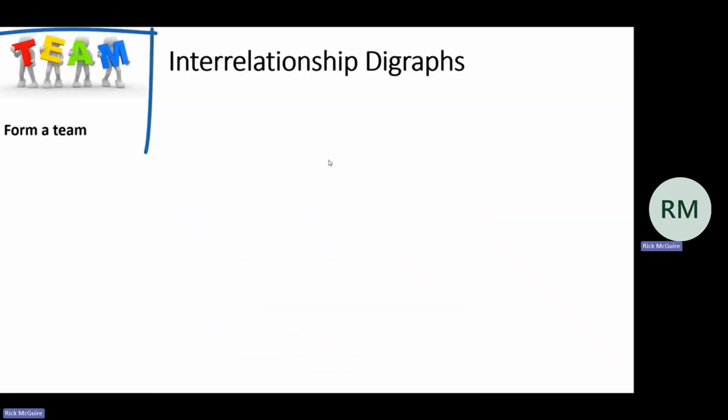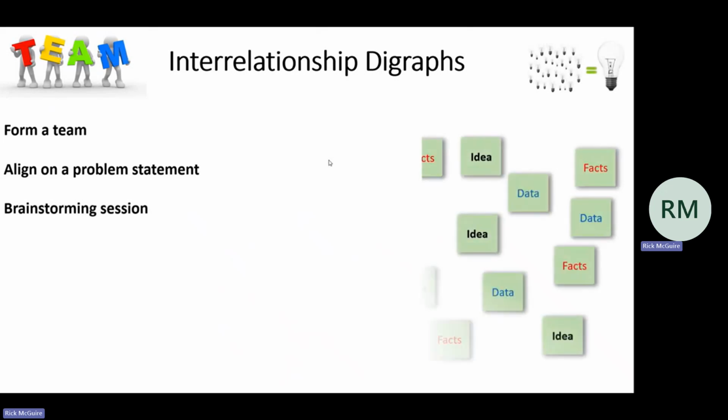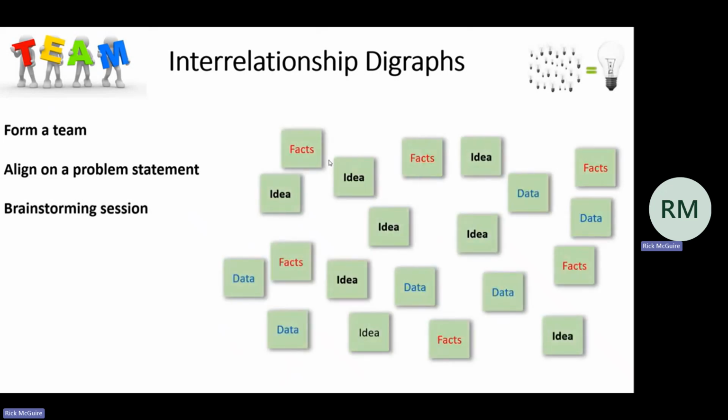Again, all these tools start with you forming a team, right? You have to have a team. This is a team sport. Get your team together, align on a problem statement, and do a little bit of brainstorming. Get a bunch of Post-it notes and just put them up on the wall. Here are all of the concepts and ideas and facts surrounding this particular problem that we're trying to solve. And then the next step in this tool is to start talking about the relationships between all of these various ideas and facts and concepts.